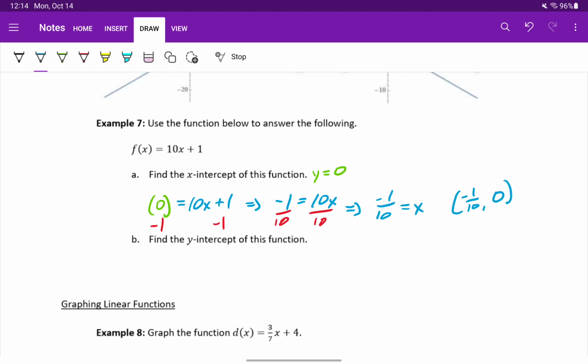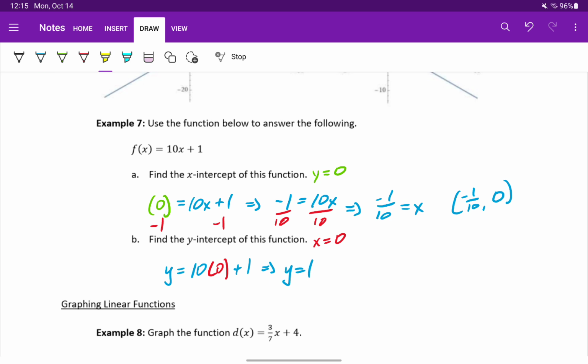That's our x-intercept. And in order to find our y-intercept, we set the opposite variable, so we set x equal to 0. This will give us y is equal to 10 times 0 plus 1, or just y equals 1.